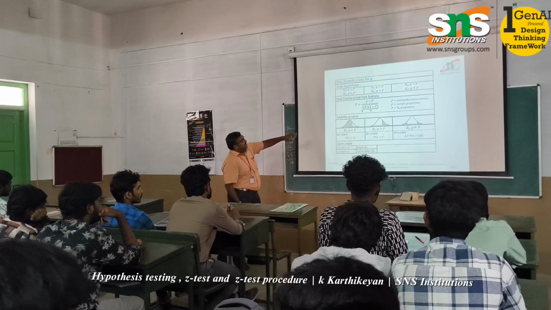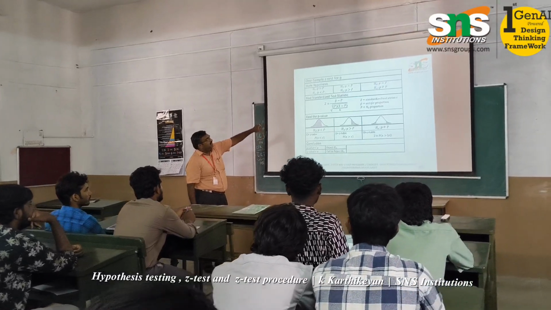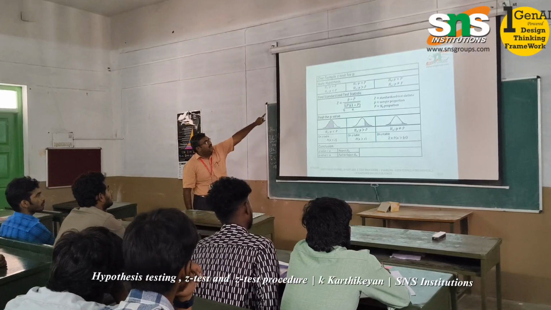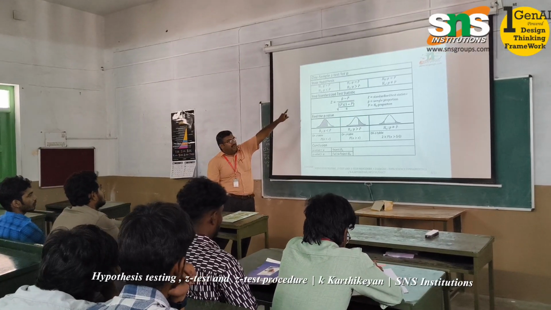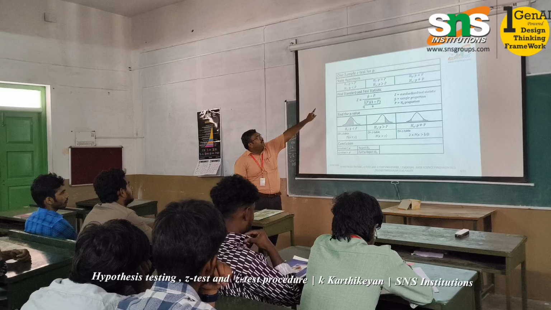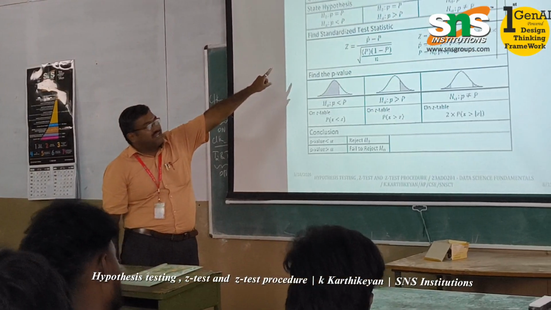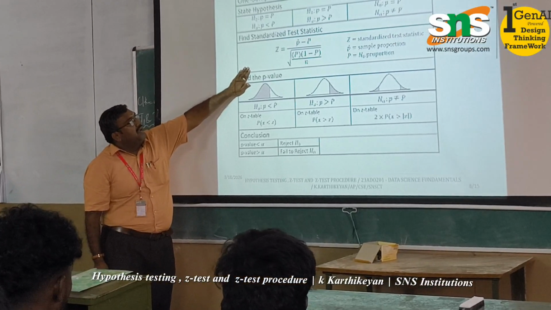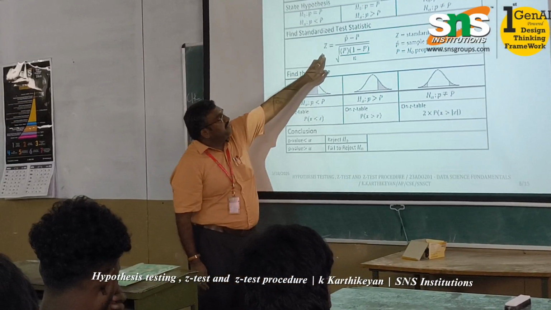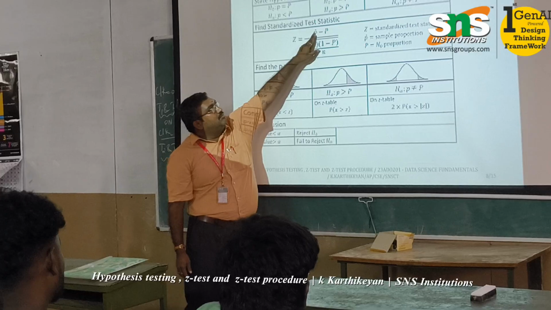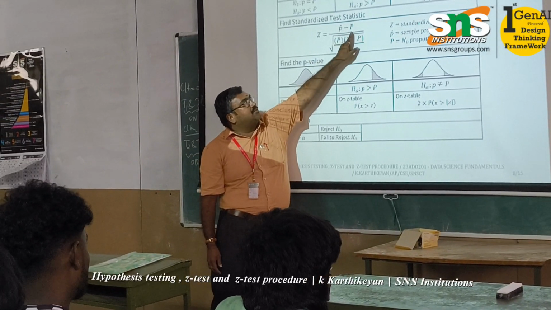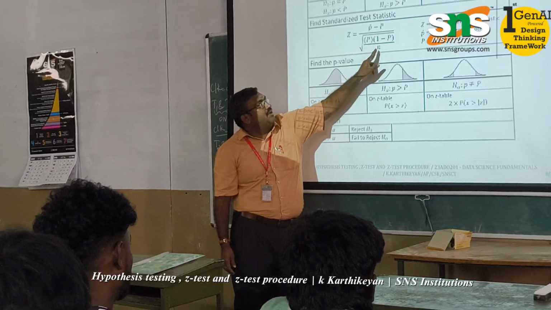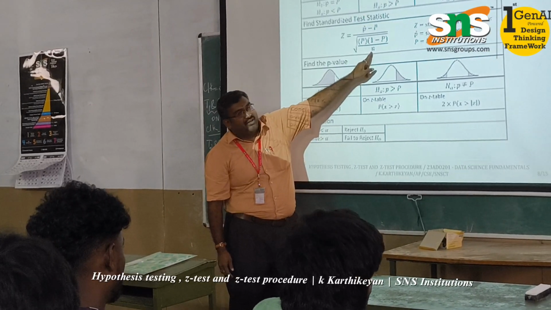So this is the stated hypothesis for one sample: H0: p equal to p0, and H1: p not equal to p0, p less than p0, or p greater than p0. So what is the condition? To analyze 1, 2, 3. Find the standard test Z-based statistic: Z equals p bar minus p0 divided by root of p0 times 1 minus p0 divided by n. Substitute the formula to analyze your value.